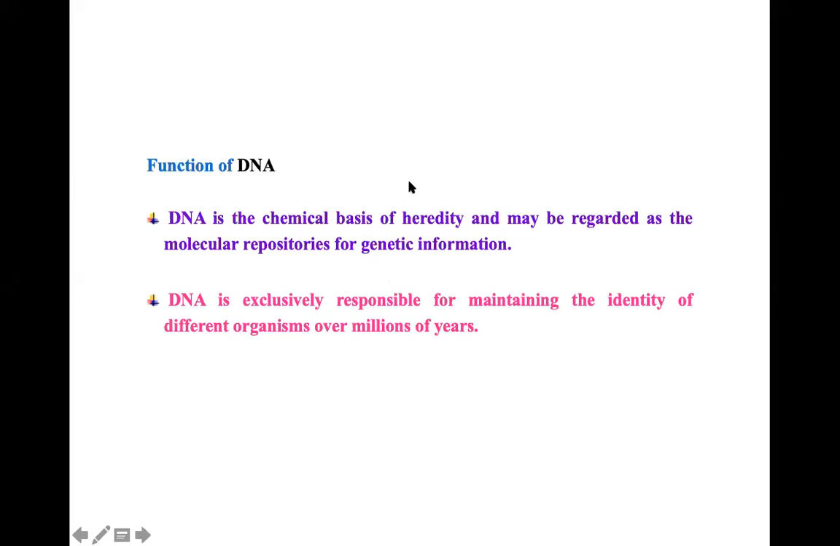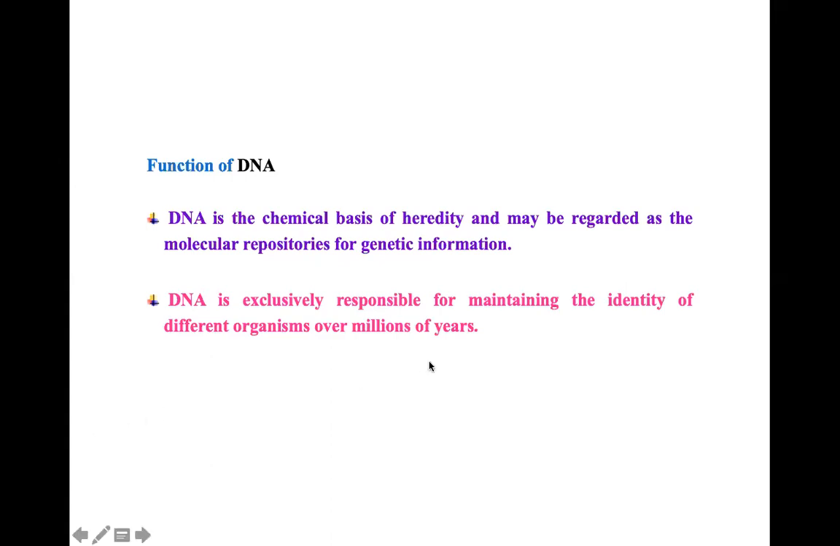Already you know that it is the chemical basis of heredity, that is transfer of properties from parents to the offspring, and may be regarded as the molecular repository for genetic information. And DNA is not only the basis of heredity. The activities of any living organism, the behavior, traits, all are associated with the secret code and information present in the DNA. For example, white people have blue eyes, and we have black eyes, we have black hair, they have blonde, that is golden hair, due to the differences in the DNA sequence.